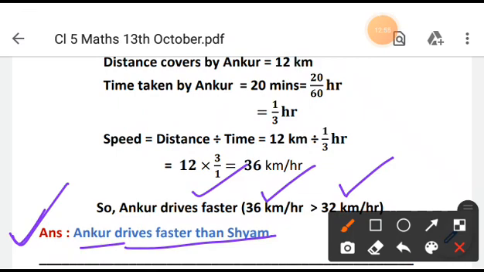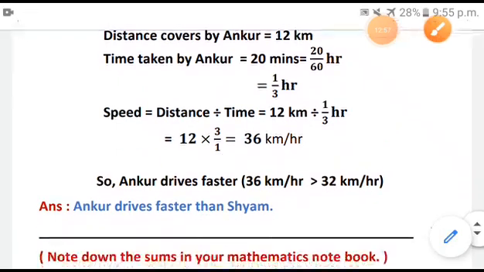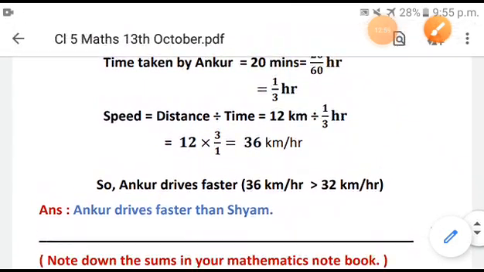Alright students, so you are going to listen to the explanation of the sums from the video and work out the sums in your maths classwork notebook.